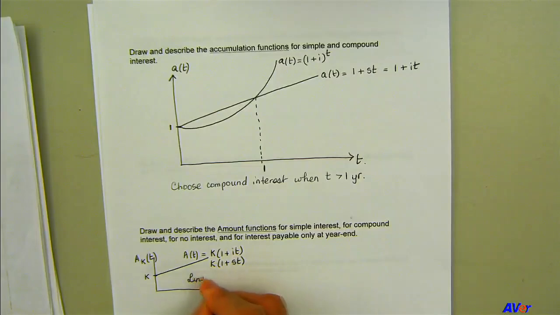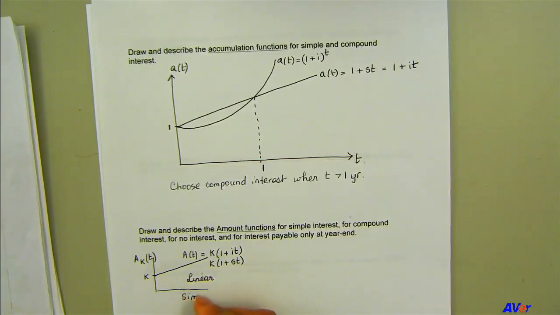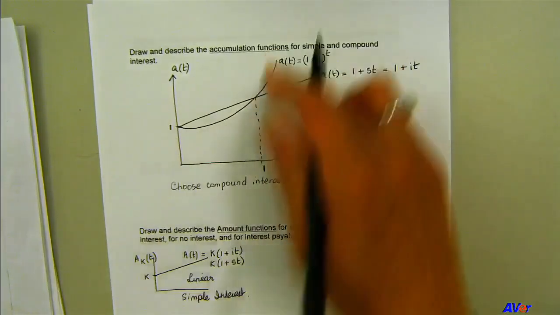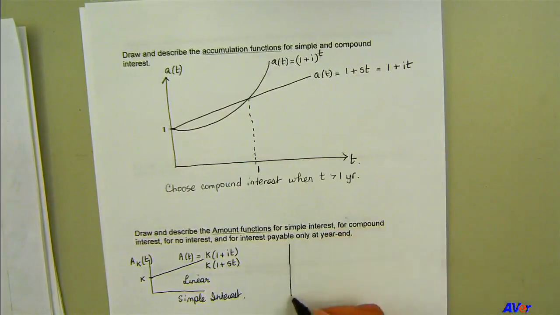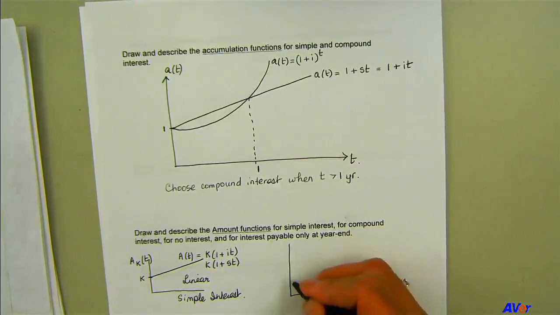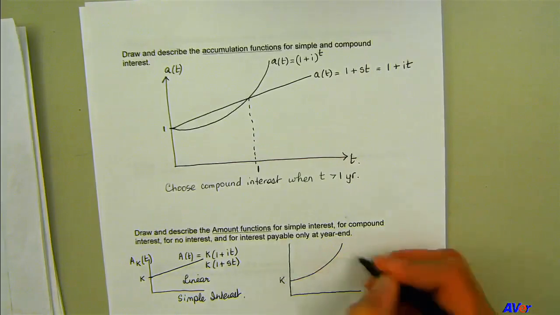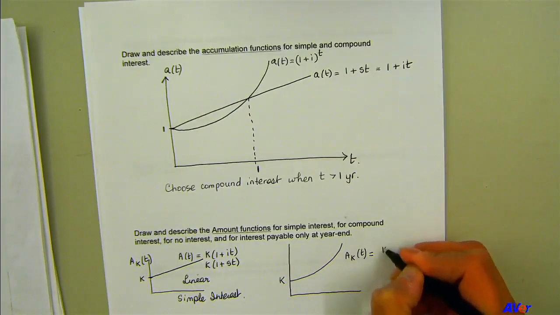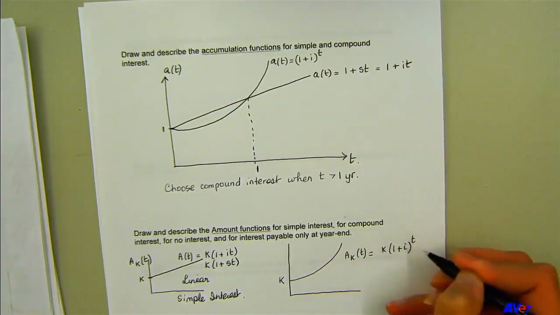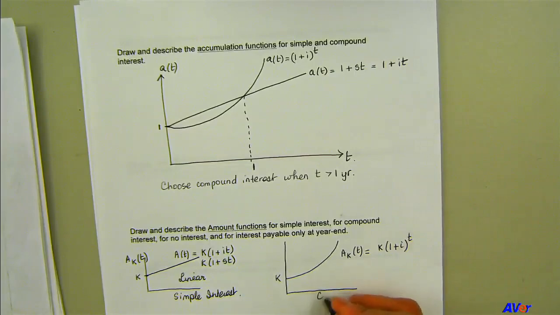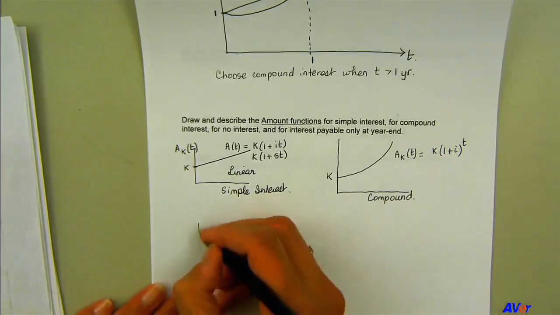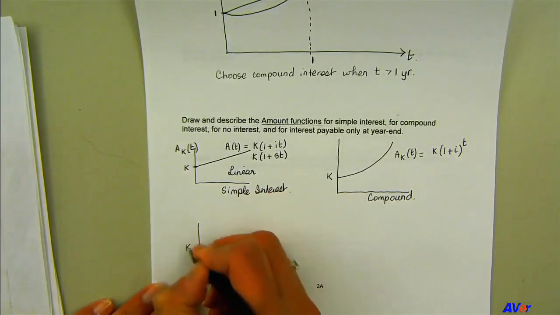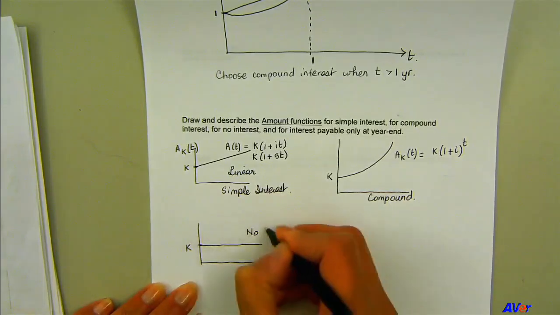So of course this is linear, and this is for simple interest. For compound interest, obviously it's this exponential curve. I just want to put all 4 of them in the same place. So starting at k, A_K of t equals k times 1 plus i to the t power, compound. And then the third one was absolutely no interest. So you start at k and it stays flat. This is no interest.